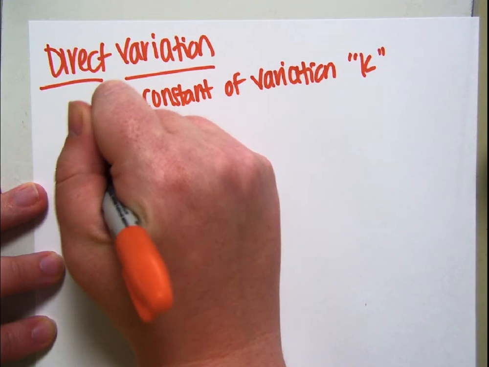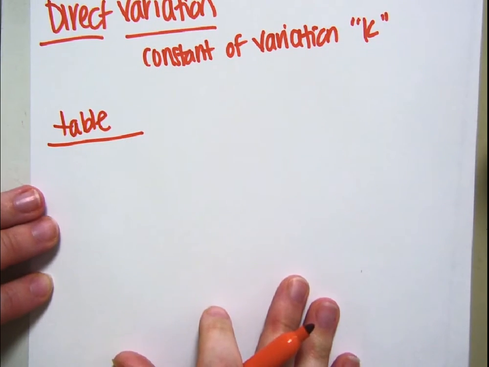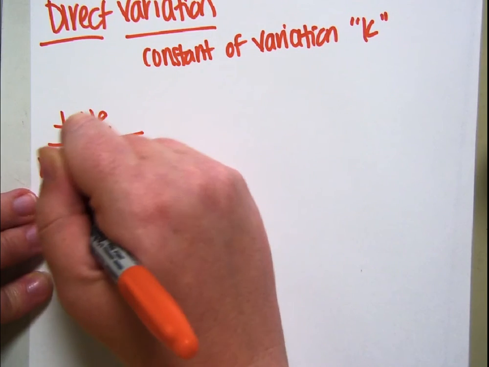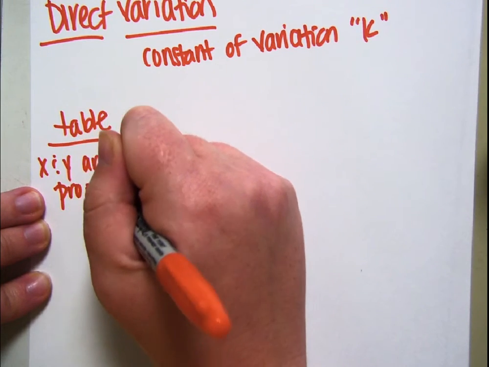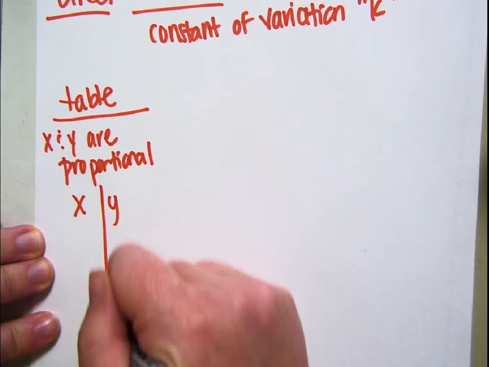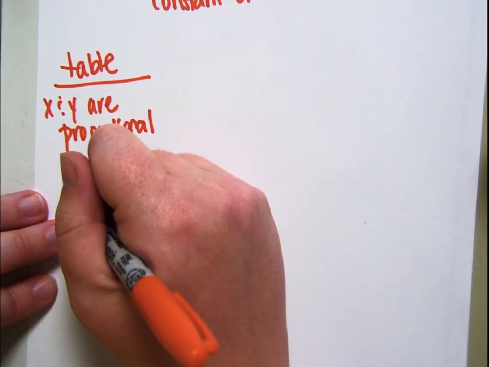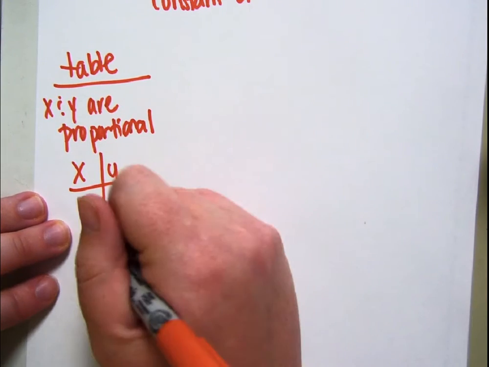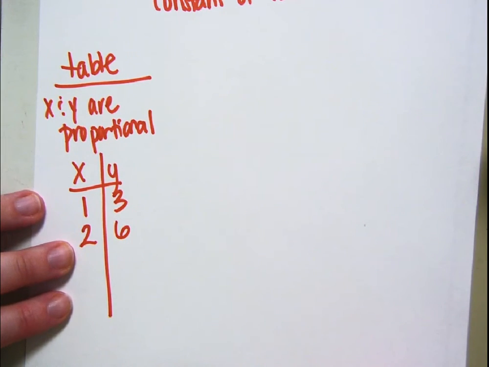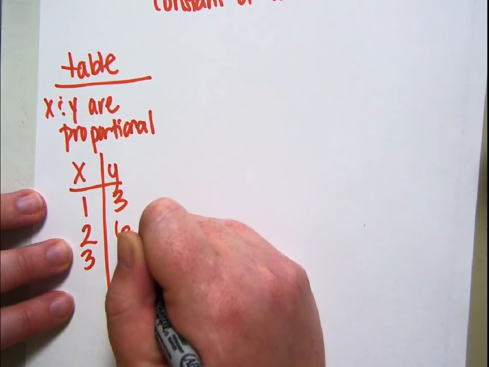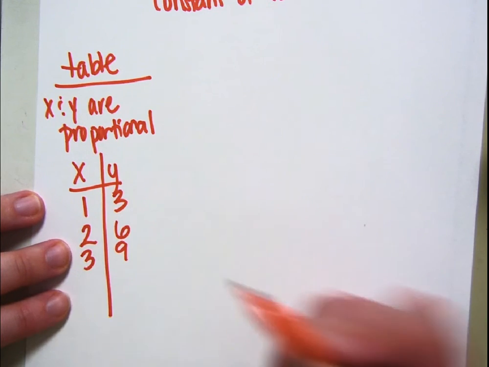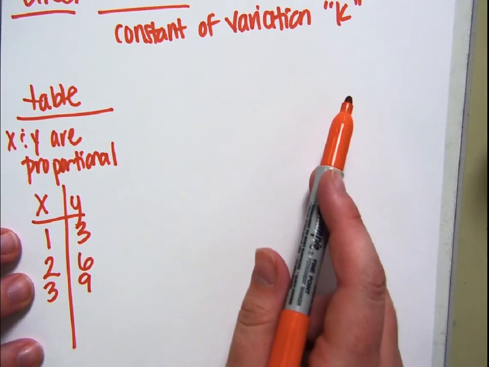The first is with a table. What to keep in mind with a table is that the x and y are proportional. So let's look at a table example. Maybe I've got the coordinate 1 and 3, and then if I know the next one is 2, the output would have to be 6 if I want to keep it proportional. I could go one more, 3 to 9. So we're noticing for each additional x, the y is going up by 3. That means that our constant of variation is 3.